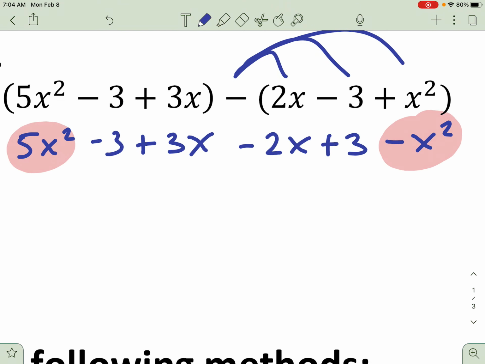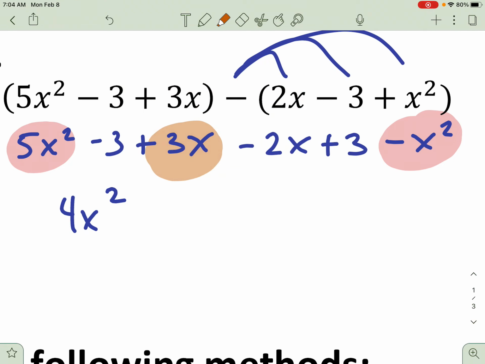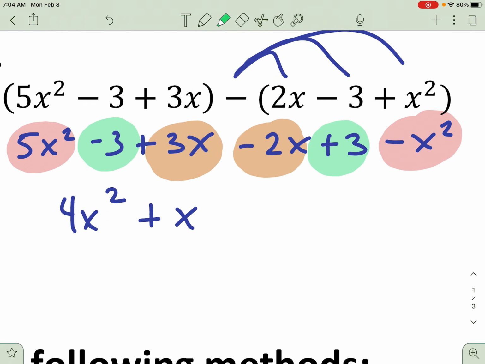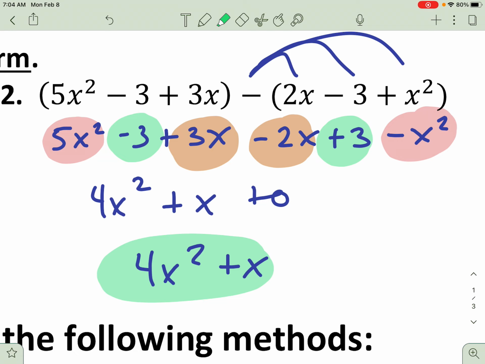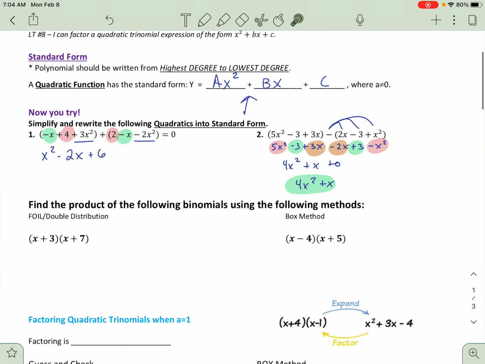And now you have some like terms, so x squared and x squared. But this one's negative, so it gives you 4x squared. Okay, you got, let's see, positive 3x and negative 2x. That gives you a positive 1x. Okay, and a negative 3 and a positive 3 actually cancel out, so that would be plus 0, but we can just write this without that, and it's still in standard form, so that's the answer there.